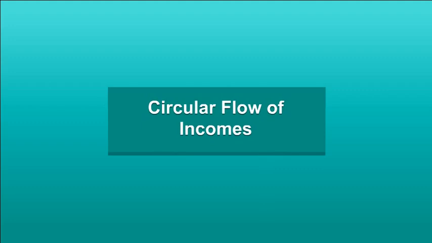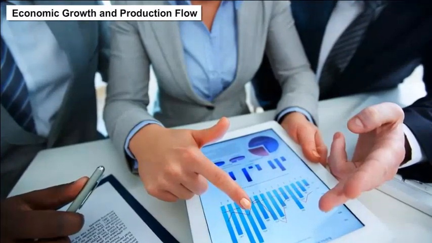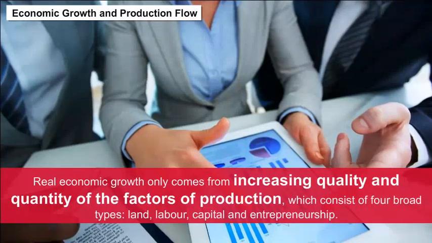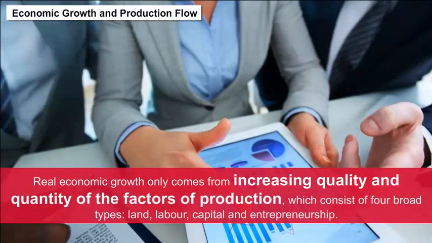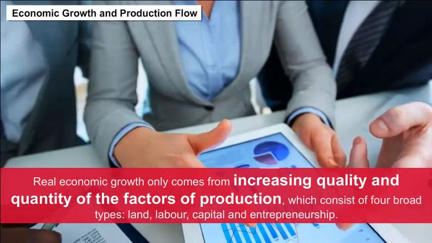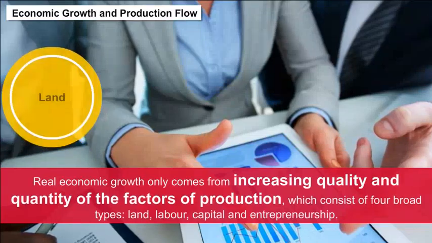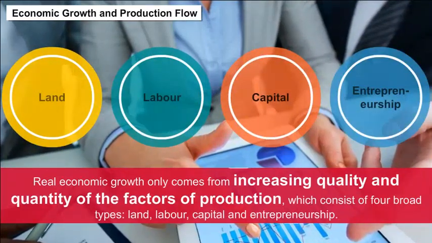Circular flow of incomes, economic growth and production flow. Real economic growth only comes from increasing quality and quantity of the factors of production, which consist of four broad types: land, labor, capital, and entrepreneurship.